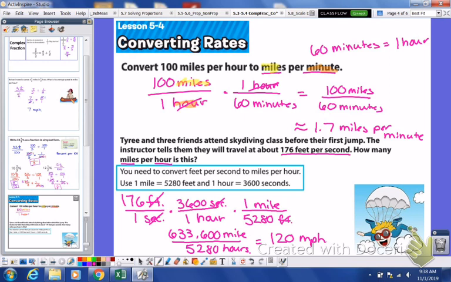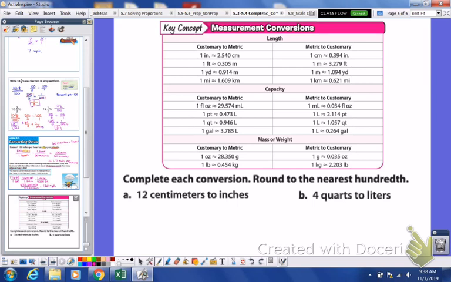So far, we've done some conversions with units that you guys are familiar with. So the last thing to look at would be when we are converting from customary to metric. So customary is the units that we use here, like inches, feet, yards, ounces, gallons, stuff like that, to metric, which is what pretty much the rest of the world uses. So first example, 12 centimeters to inches.